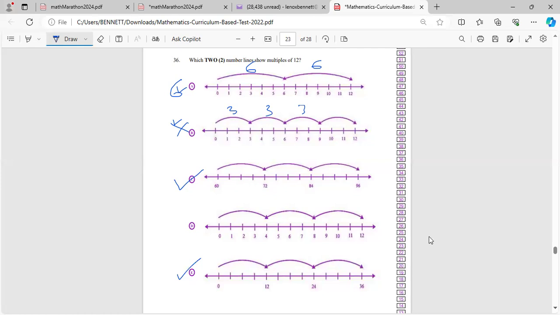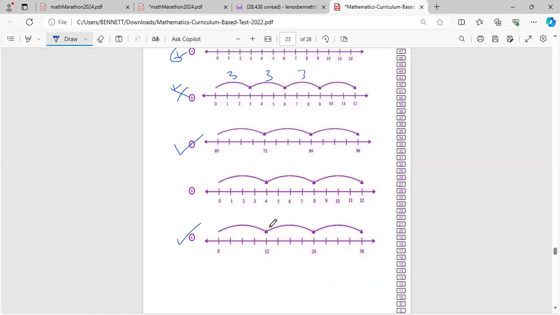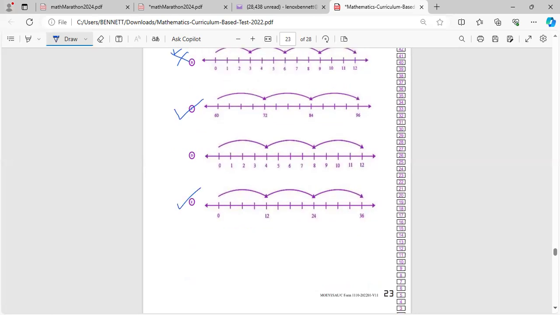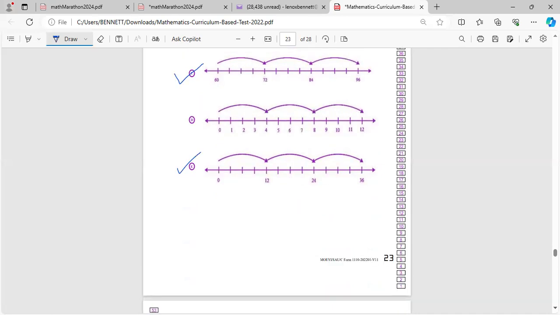Exactly. 12 times 0 is actually 0, so that's why we start at 0. Yeah, and then 12 times 1. Remember, I said multiples mean you're multiplying. And the reason why C doesn't start with 0 is because it's continuing.